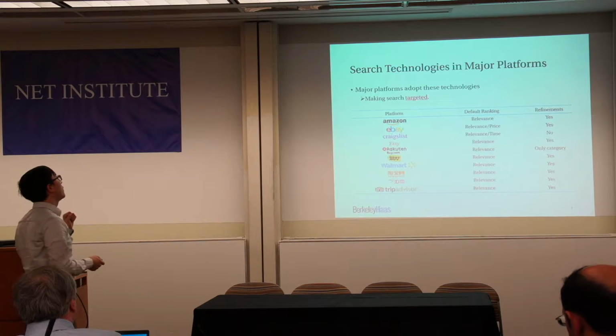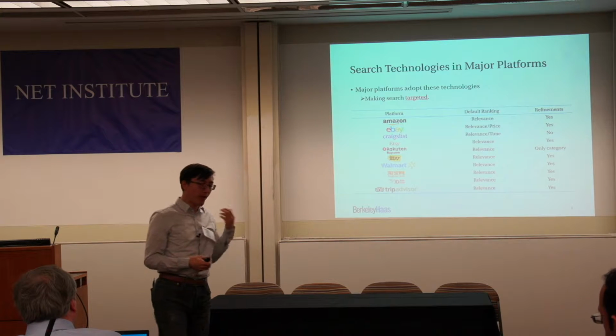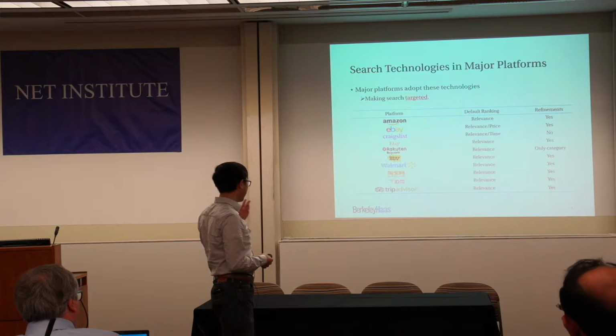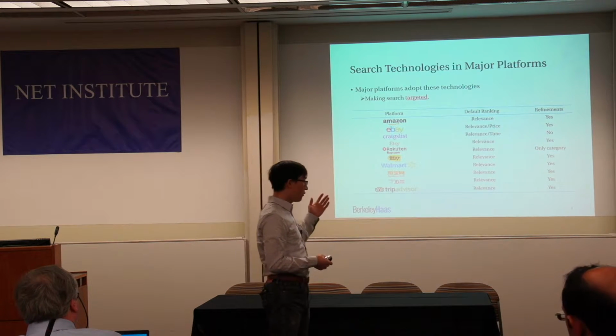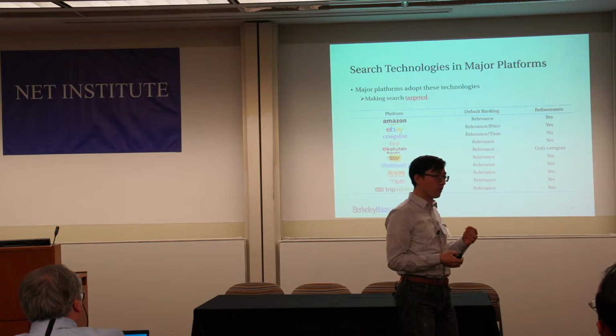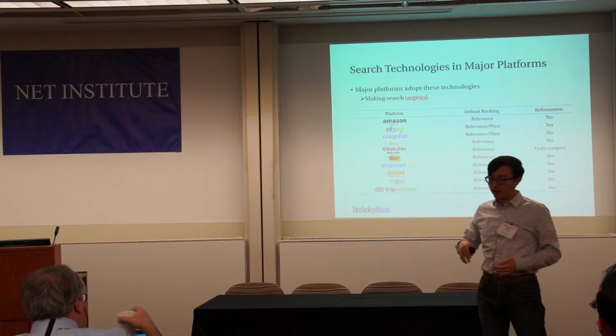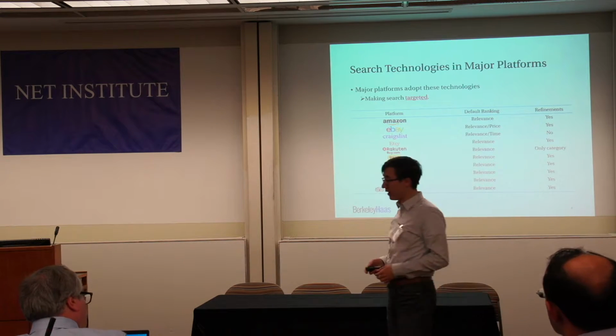Now, as we can see from the table, all the major platforms, from eBay and Amazon to the Chinese Taobao, use a similar default ranking, which is ranking by relevance to consumer search queries. And they also provide consumers with all kinds of different refinement options, okay?